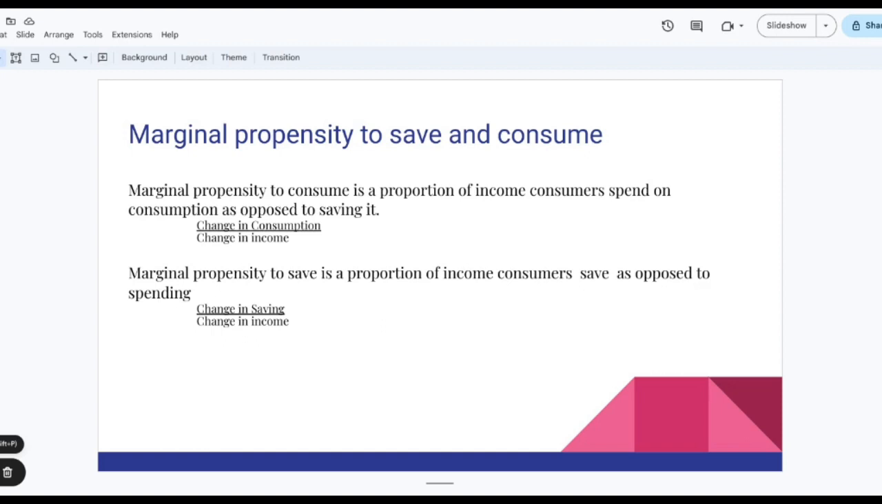So it would be new minus old. It's the current income level minus the previous income level, or the current consumption level minus the previous consumption level. And the same is for marginal propensity to save.